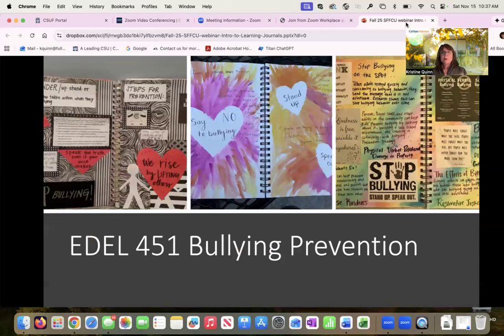Here's examples from our class in community building, and this lesson was about bullying prevention, I'm sorry. So you can see three different examples of how differently students responded to the same information, where they read literature, they looked at resources, they looked at research numbers, collected data, and then responded to it in unique and individual ways, connecting to their own metacognition and what they know about the content.